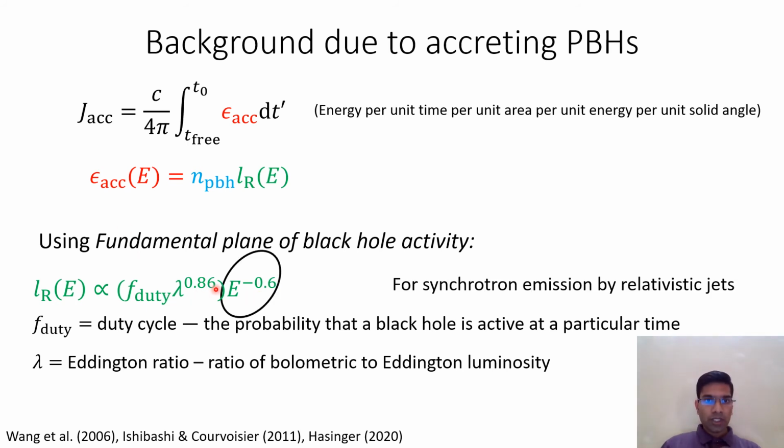This specific luminosity has a power law dependence on energy, and for synchrotron emission mechanism for these jets, this comes out to be minus 0.6. But I would like to draw your attention to this index, which is particularly interesting because if you convert this in terms of temperature units, we will see that it has a power law index of minus 2.6. So this is also the same as the one seen by the ARCADE and LWA, which makes these accreting primordial black holes interesting candidates in order to explain the excess radio background.